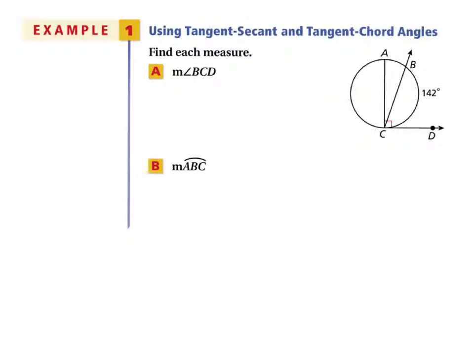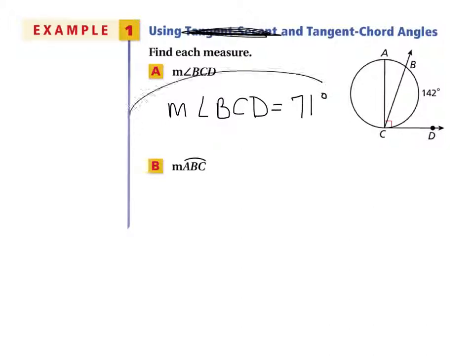So example number 1, using tangent-secant and tangent chord angles. Once again, I'm just going to call it tangent chord because even though there's a secant there, it's still a chord. The reason is because we're going to call another one secant tangent, and I don't want you to get confused. So tangent chord. The measure of angle BCD. Well, if the arc is 142, BCD is half of that, so the measure of angle BCD is 71 degrees.